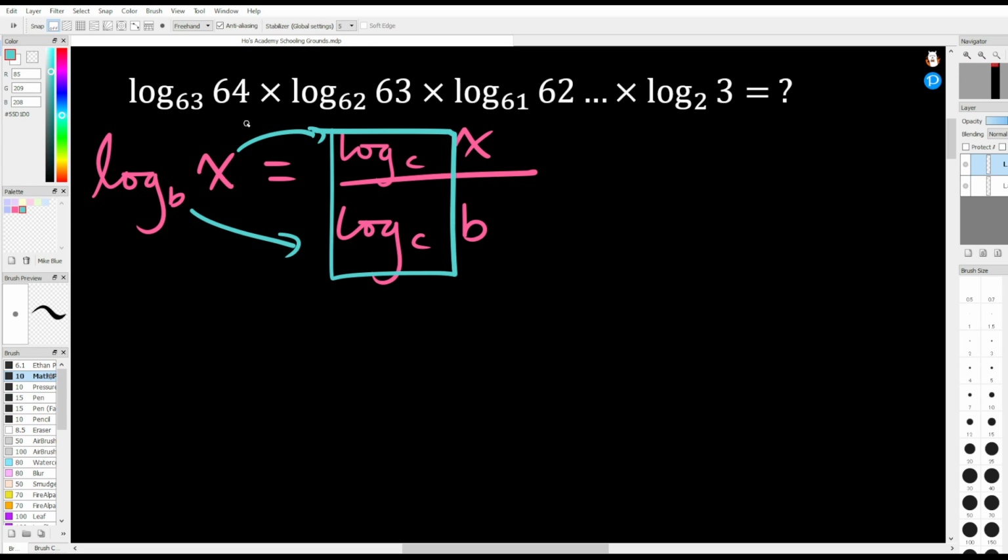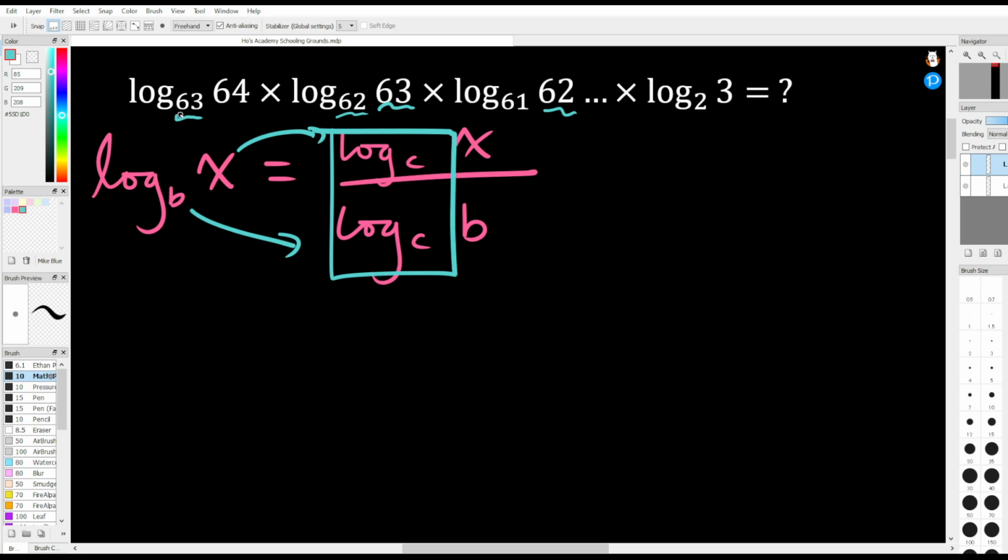If you notice that the base of this logarithm corresponds to the argument of this logarithm, the base of this logarithm corresponds to the argument of this logarithm, and so on, all the way down to log base 2 of 3, you can use the change of base rule, and there will be some terms that can cancel out.